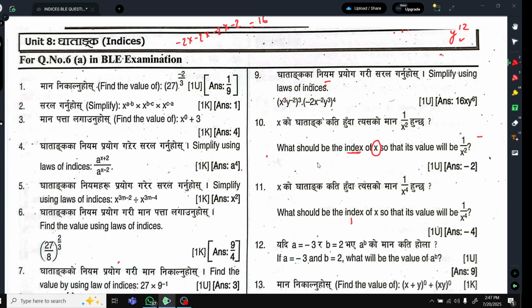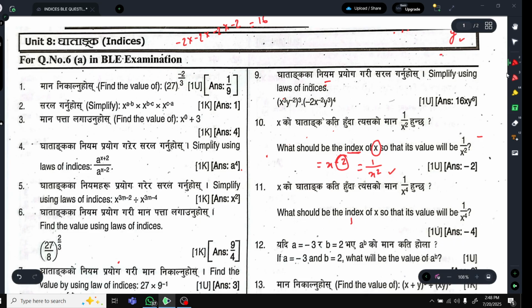Simply, if x has a power of minus 2, then to make it positive we will send it down and it will become x power 2. So the index for this is minus 2. The power will become minus 2. So x will have its power as minus 2, so that from the laws of indices it will become 1 by x power 2.